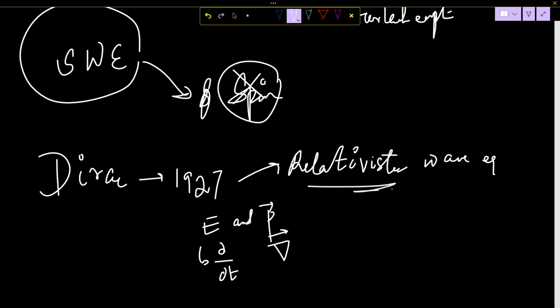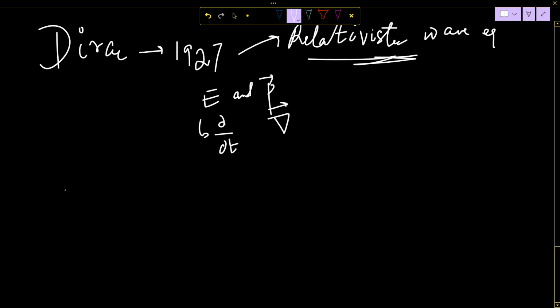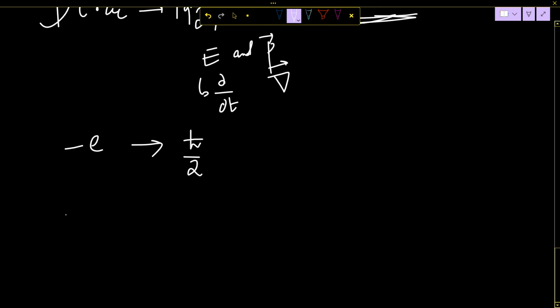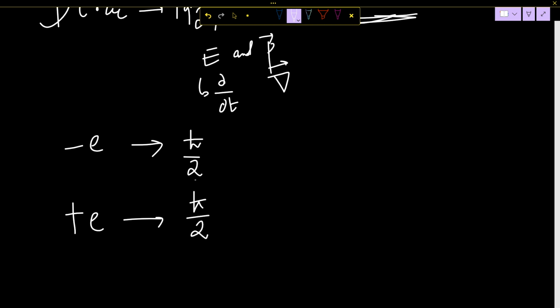What did this equation predict? What did this equation tell us? It predicted that a charged particle of charge minus e had a spin of ħ/2, but there is another charged particle having the identical mass, the same mass but opposite charge, and its spin was also ħ/2. Just the charge was opposite, but the mass was the same and the spin was the same.